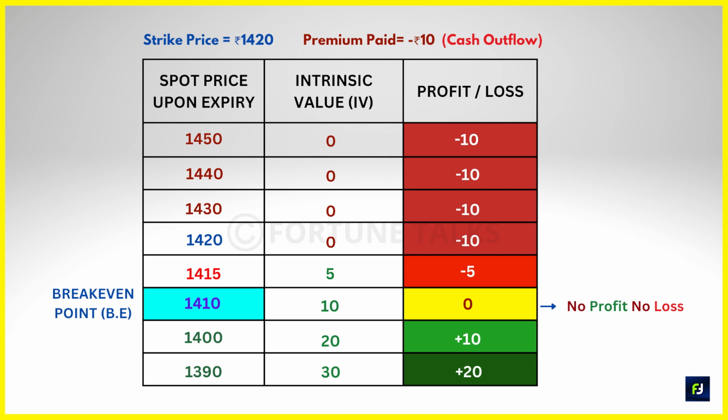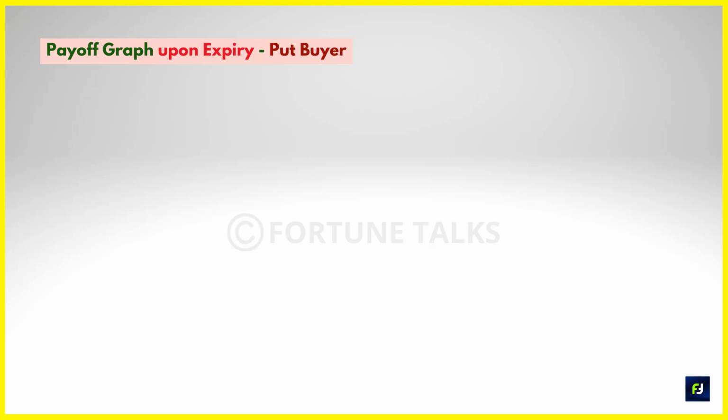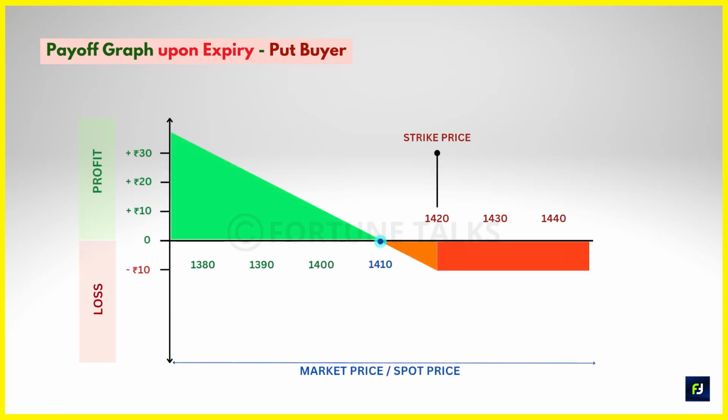Just keep that in mind. Considering all these generalizations, we will now construct a payoff graph for a put option buyer upon expiry. For this, we just have to connect the P&L points from the table and we can develop a line chart like this. From this chart, you can visualize all the important points that we have learned until now.